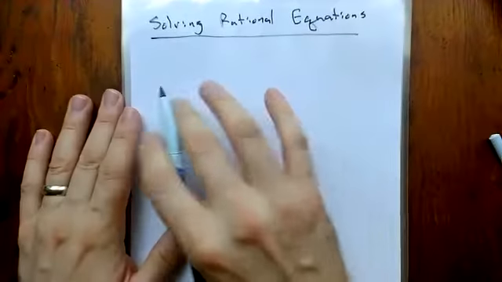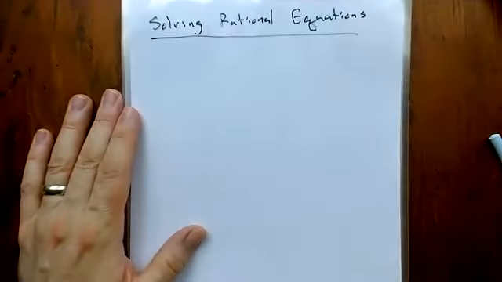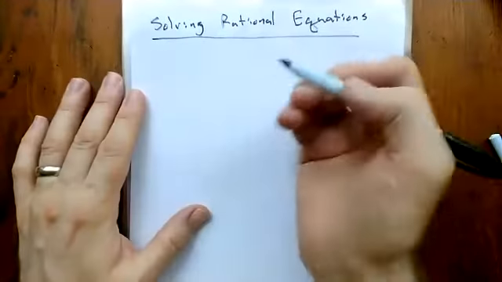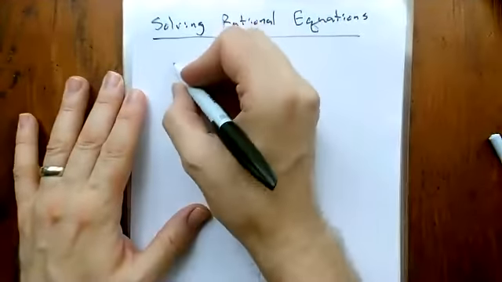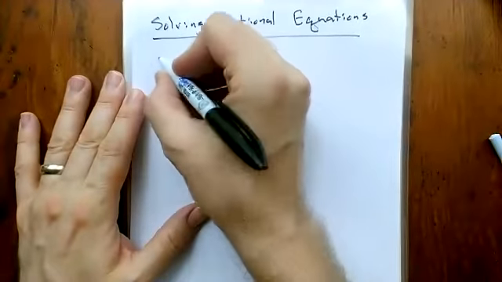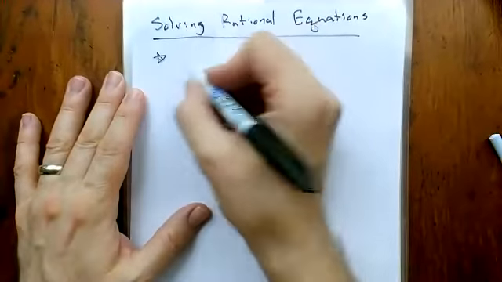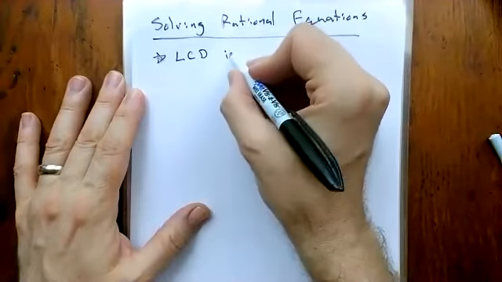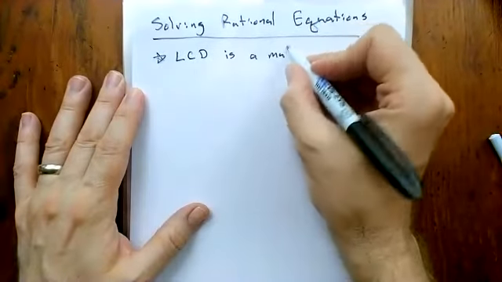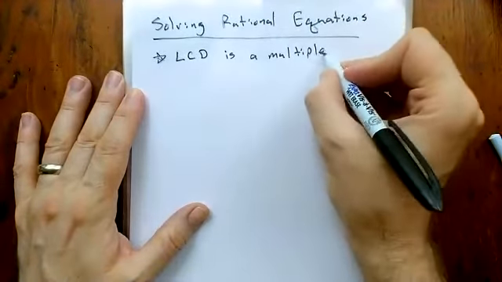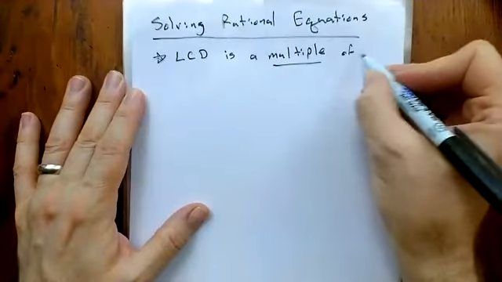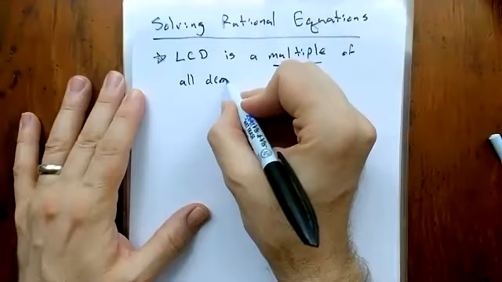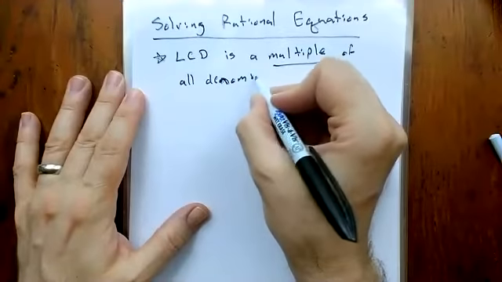So we're going to be talking about solving some rational equations. And one of the first things that we're going to do when we're solving a rational equation is I'm going to point out a couple things. First of all, a common denominator is a multiple of all of your denominators. And I can spell denominators.